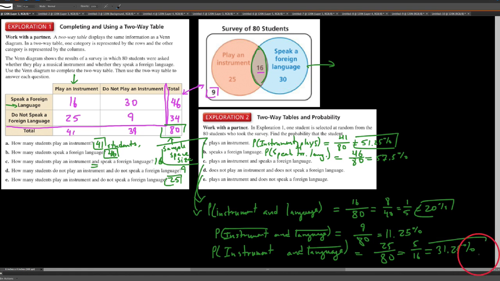So in the next video, we're going to define some vocabulary when it comes to making these two-way tables, but we're really going to focus on these two-way tables and how we could more clearly find probabilities in general.